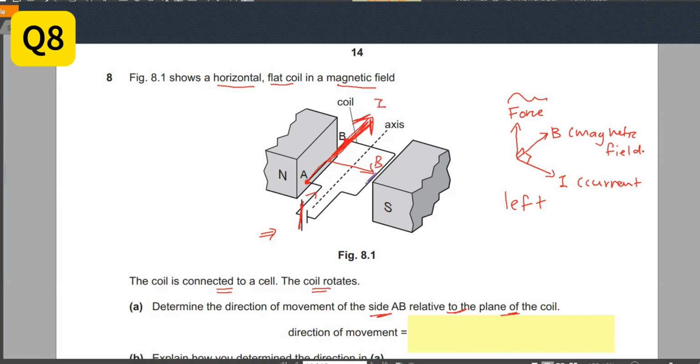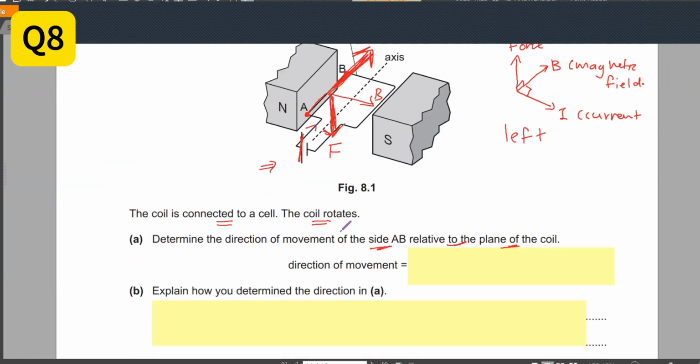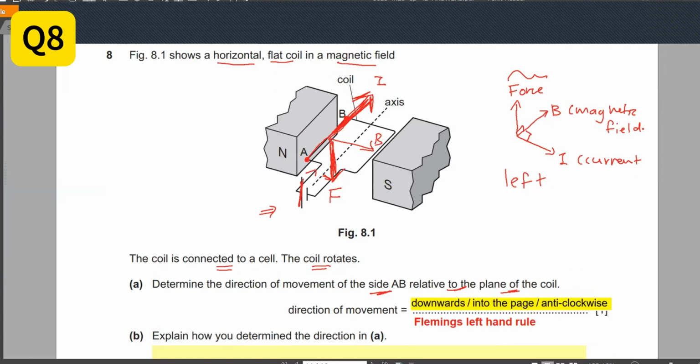If we put our left hand pointing these two directions, we will see automatically the last direction will be pointing down. If we use our left hand, the force will be in this direction. So we expect the coil to be moving downwards, by using the Fleming left-hand rule.